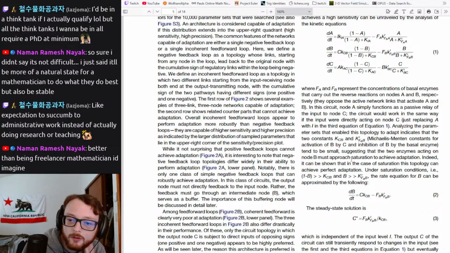So this constant and this constant need to be small. The two enzymes acting on node B, which are C and FB, must approach saturation to achieve adaptation. I don't know why that should be the case.